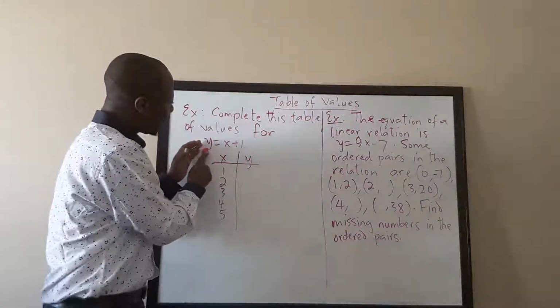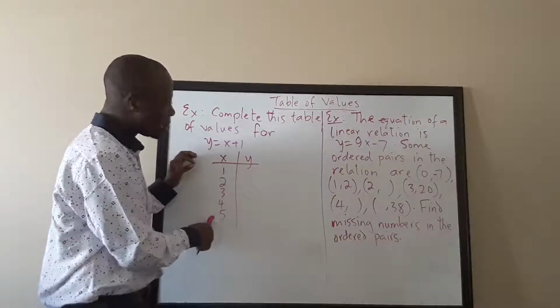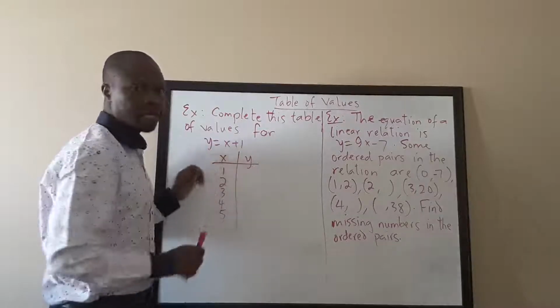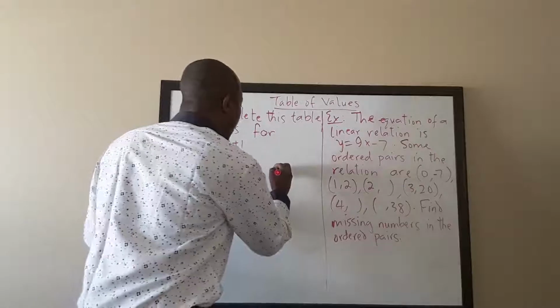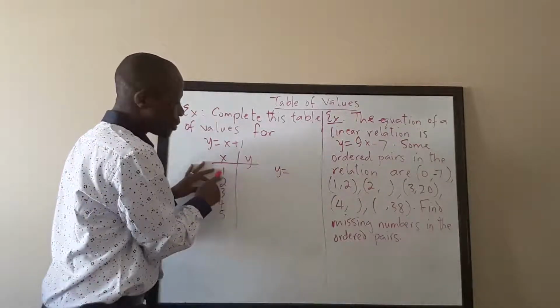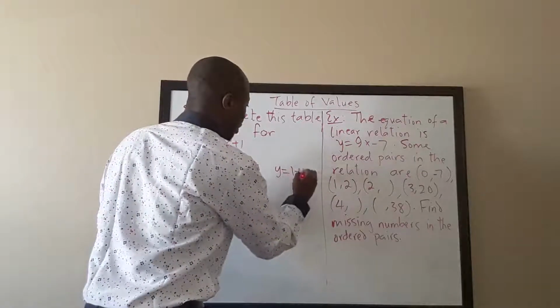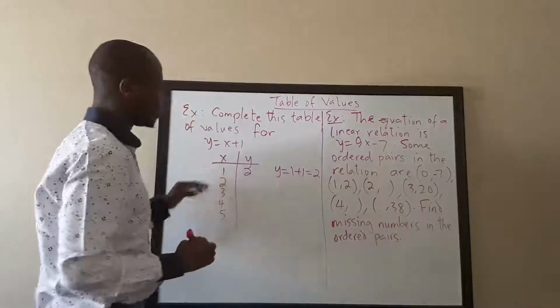I can see a y here and an x here. So I'm going to take all the values for x, plug them in, and then solve for y. So for example here, y equals x plus 1. x is 1, so 1 plus 1. So this is 2. So 2 is going to be here.